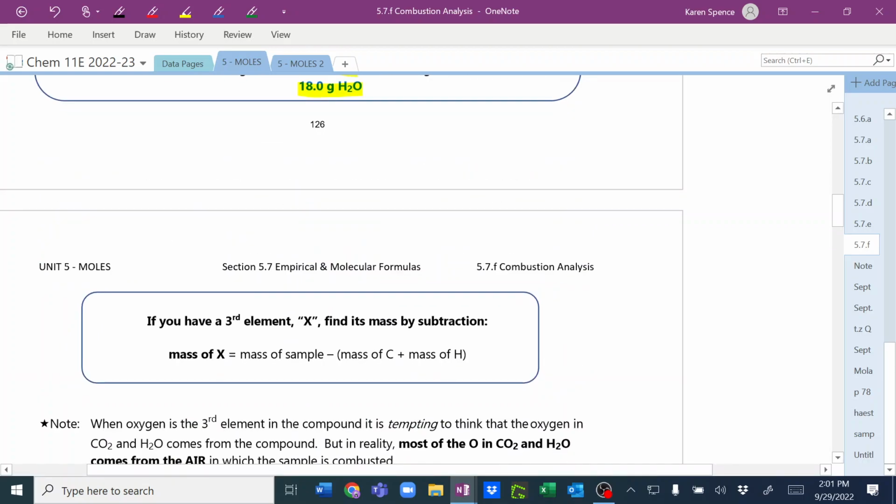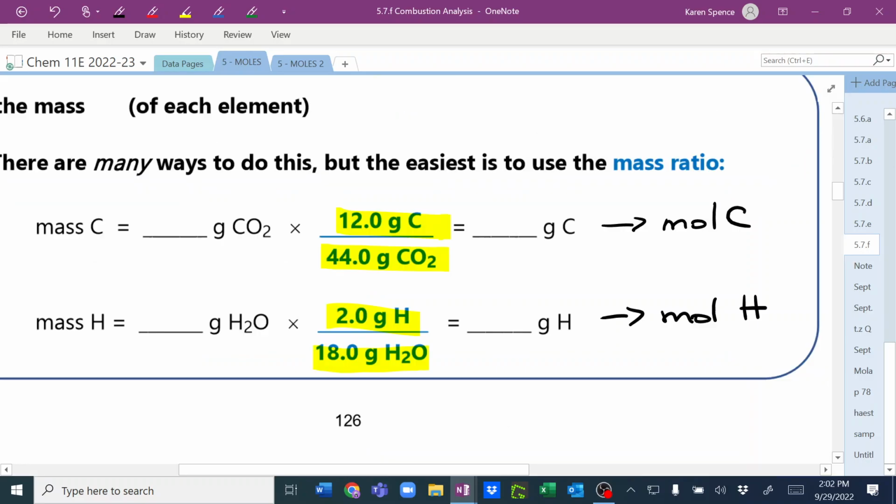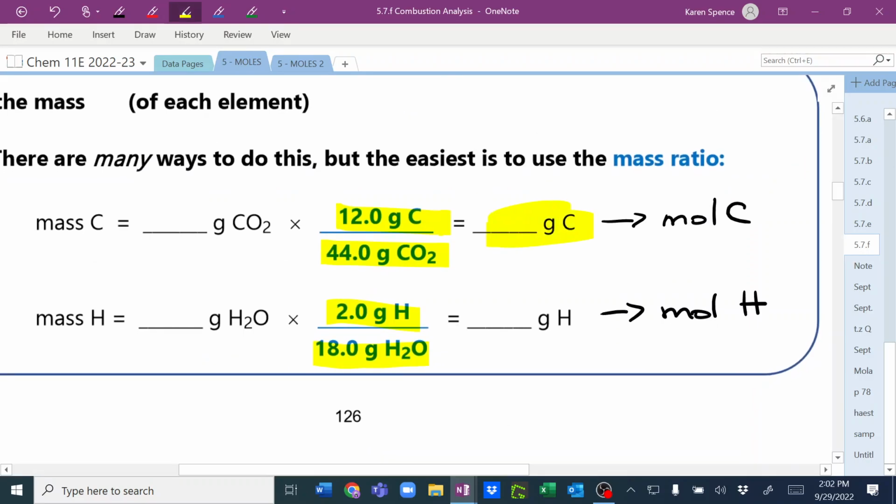Here's the only place where it might make a difference. If you have a third element, you are going to find it by taking the mass of the sample. This would be your hydrocarbon. This would be your compound. Right? We'll be like, oh, we gave you 5 grams of the compound and then we burned it. Yes? So we would take the mass of the compound, that 5 grams of the compound, and from that we would subtract the mass of carbon and the mass of hydrogen, which is why I kind of prefer this method, because now I've got grams of carbon and grams of hydrogen.